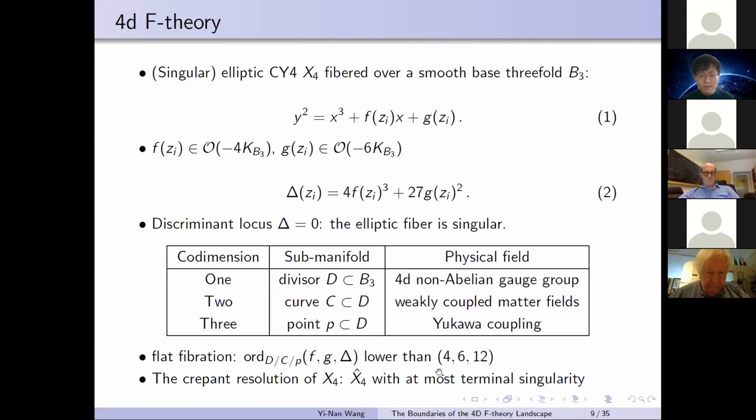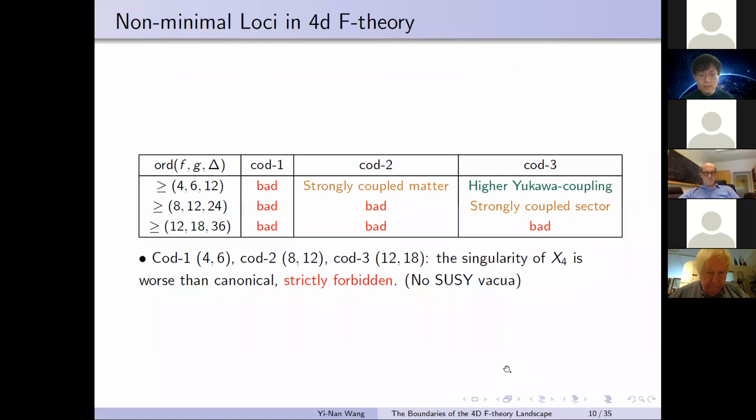So now let's go into more detail on the so-called non-minimal loci where the order of vanishing of these functions is higher than this bound. This is actually pretty interesting since there are multiple different types of these non-minimal loci. I list all those cases in this table according to the order of vanishing of these functions, like whether it's 4, 6, 12 or 8, 12, 24 or even larger numbers. And the codimension of these non-minimal loci could be either codimension 1 over a divisor, or codimension 2 over a complex curve, or codimension 3 that's over a point.